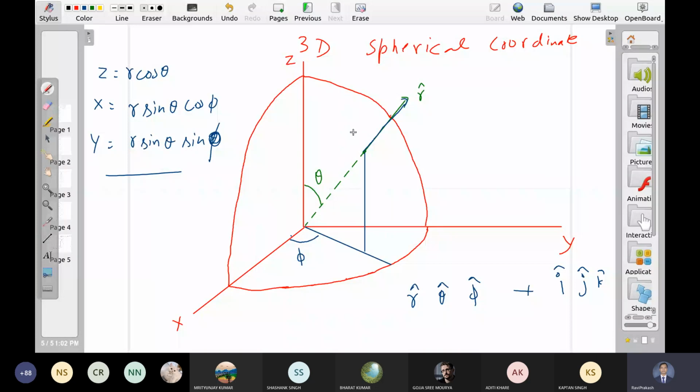What is the theta cap vector? Theta cap vector is along this. Again, find its angle with all other axes. Imagine कीजिए. What is the phi cap? Phi cap is along the.